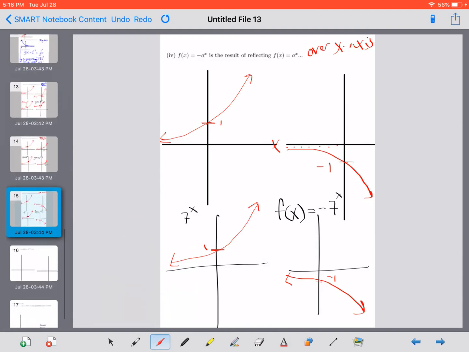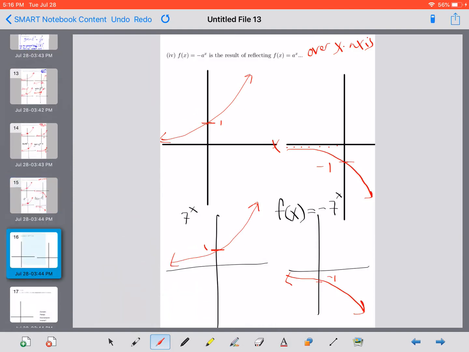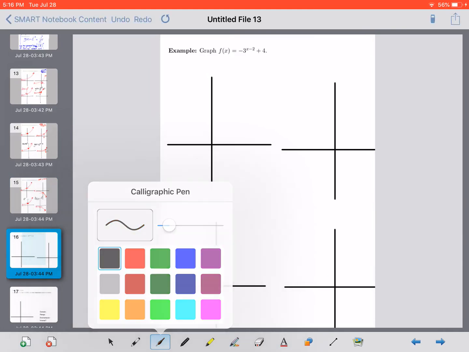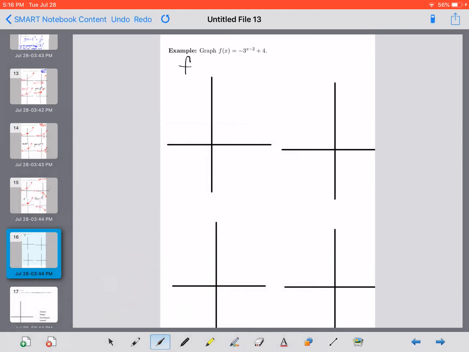Okay, now let's try to put that all together to graph something a little bit larger. So let's say we wanted to graph the function negative 3 to the x minus 2, plus 4. So I'm going to do this in stages. First I'm going to call these functions y for now. So first I'm going to graph 3 to the x, then I'm going to graph 3 to the x minus 2, then I'm going to graph negative 3 to the x minus 2, and finally I'll graph that f of x function that I want, negative 3 to the x minus 2, plus 4.